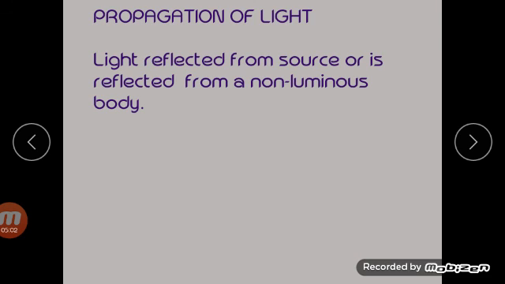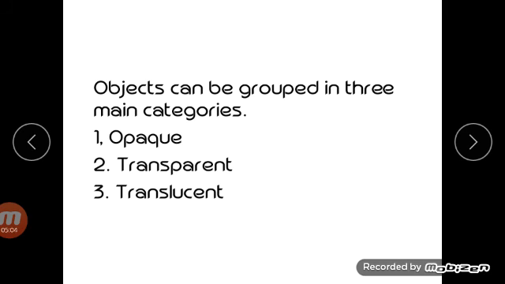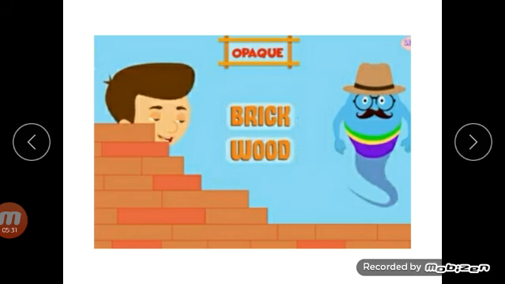Objects can be grouped into three categories, based on how much light is able to pass through them. Here I have written the names: opaque objects, transparent objects, translucent objects. These are the three categories into which the objects are divided. One by one we are going to study all these categories. First of all, we will learn about opaque objects.